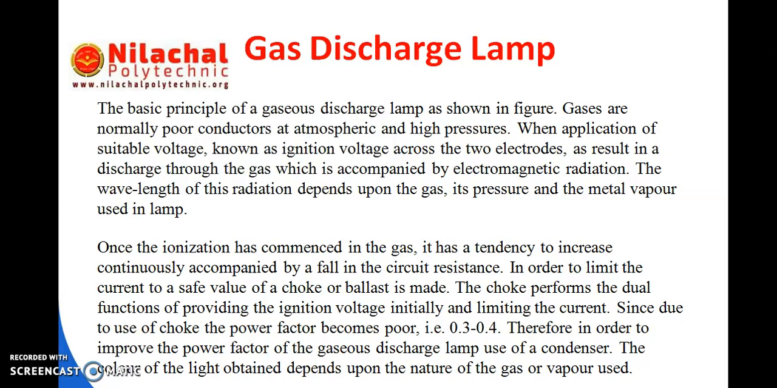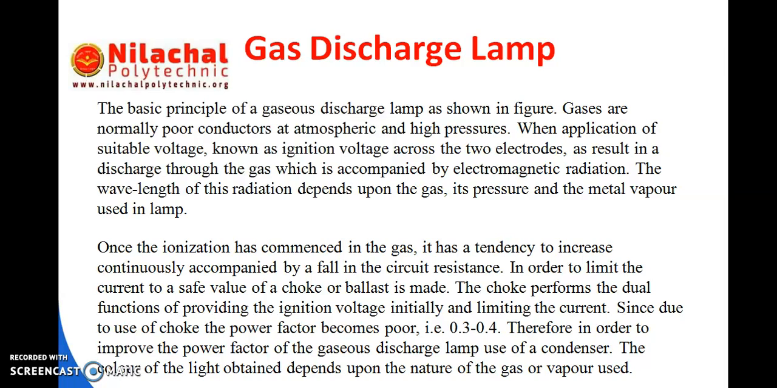So what is this gas discharge lamp? The basic principle of a gas discharge lamp is shown in the figure. Gases are normally poor conductors at atmospheric and high pressure. When a suitable voltage, known as the ignition voltage, is applied across the two electrodes, the result is a discharge through the gas, which is accompanied by electromagnetic radiation. The wavelength of this radiation depends upon the gas, its pressure, and the metal vapor used in the lamp. Once ionization has commenced in the gas, it has a tendency to increase continuously, accompanied by a fall in the circuit resistance.